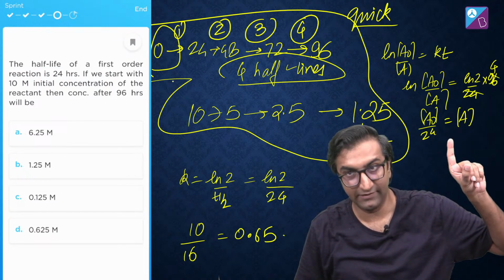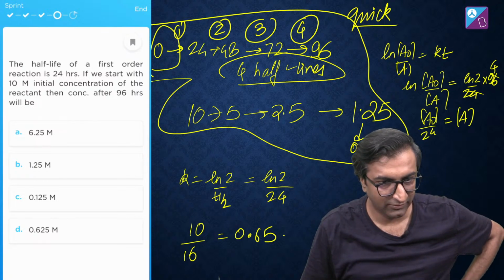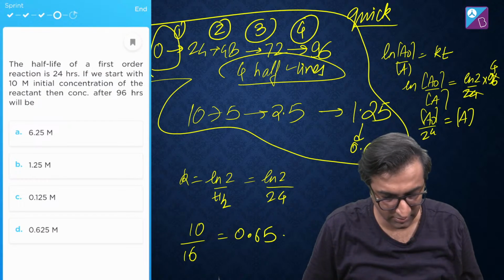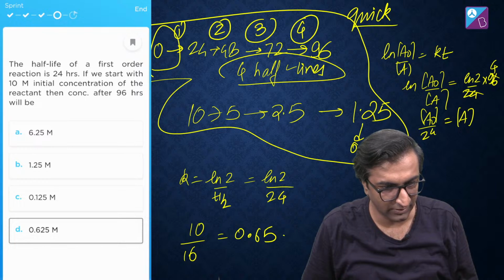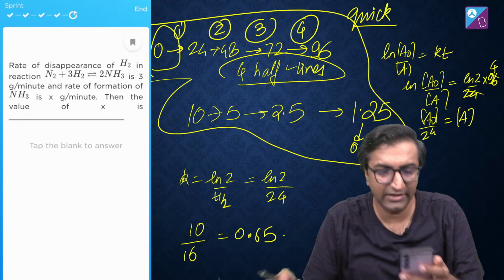ठीक है? Lesson learned. Good job, Ram. Thank you for pointing it out. The answer is 0.625. Okay. And yeah, we should do this as well. All right. Lovely. Great. आज का आखिरी सवाल.